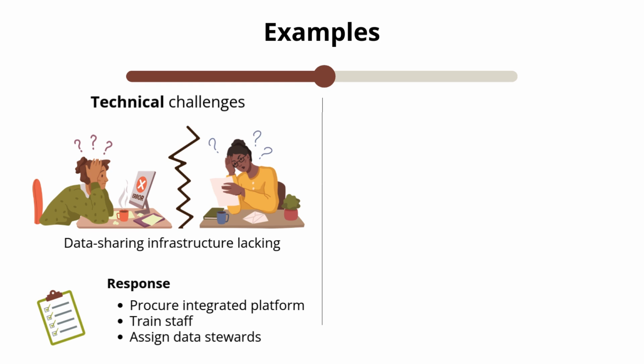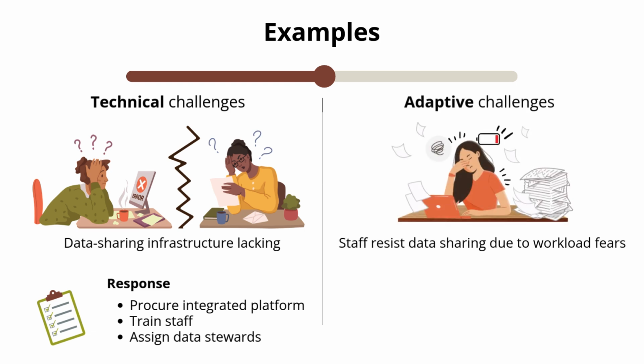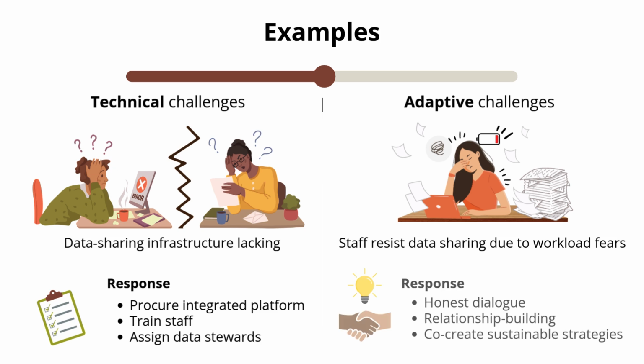An example for an adaptive challenge may be, in the same department, program leads resist sharing data because they are already overstretched. They fear new expectations will add to their workload without additional support or time. A response to this requires adaptive leadership, honest dialogues, relationship building, surfacing fears, and co-creating strategies that acknowledge real capacity constraints and promote a sustainable, collaborative data culture.